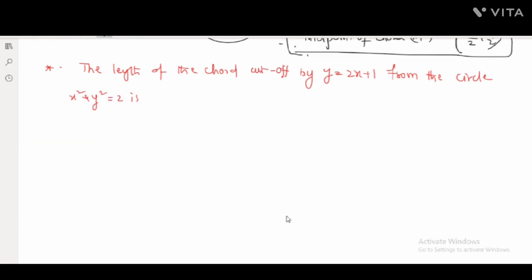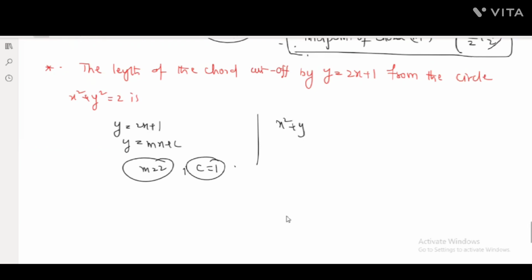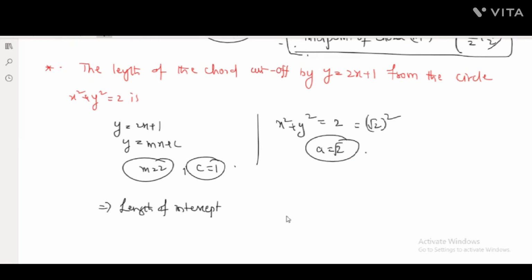So what is the given equation? They have given y is equal to 2x plus 1. When I compare this with y is equal to mx plus c, the m value is 2 and the c value is 1. And what is the circle equation? They have given x square plus y square is equal to 2. That we can write as root 2 whole square. So from here we get the radius of the circle a is equal to root 2. So we know the length of the intercept directly: 2 into root over (a square into (1 plus m square) minus c square) by (1 plus m square).